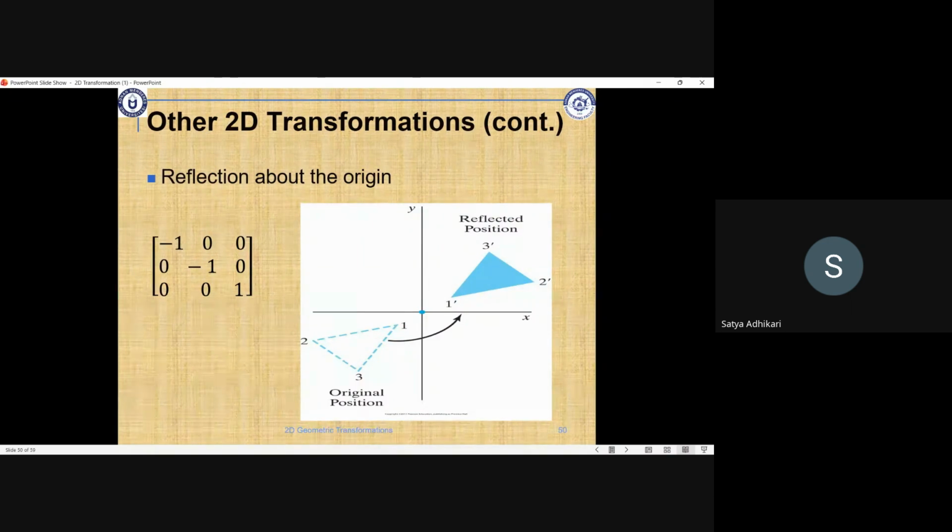You see reflection about the origin. See here the original position and here the final position, 1, 2, 3. This is about the origin, and it is the combination of reflection about the x-axis and y-axis. Both signs have changed. So minus 1 is there in the first row, and minus 1 is also there in the second row.